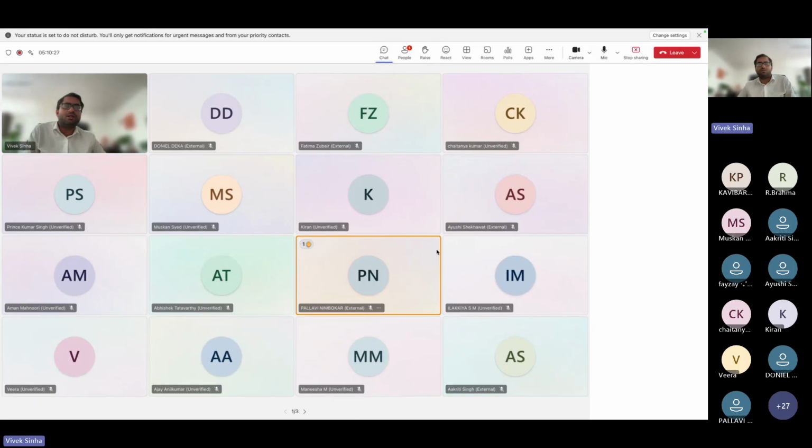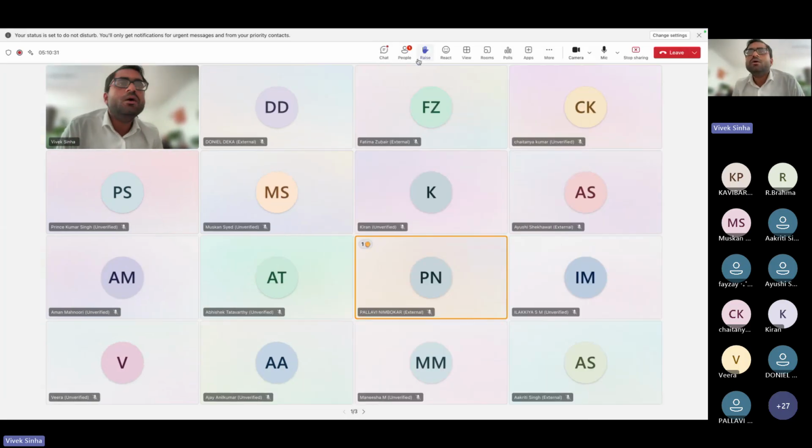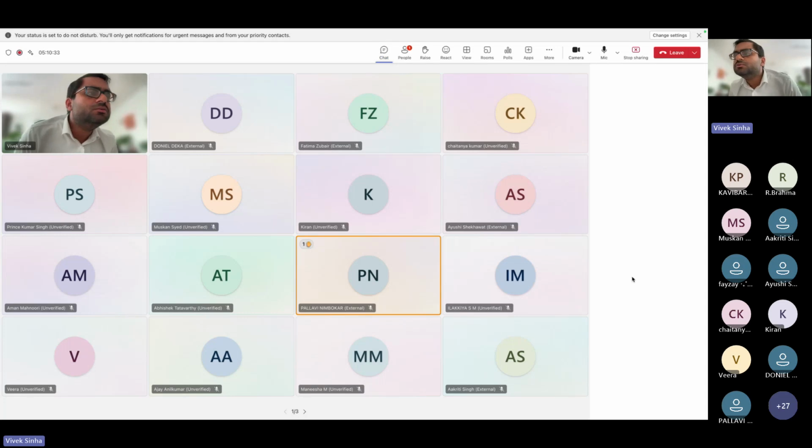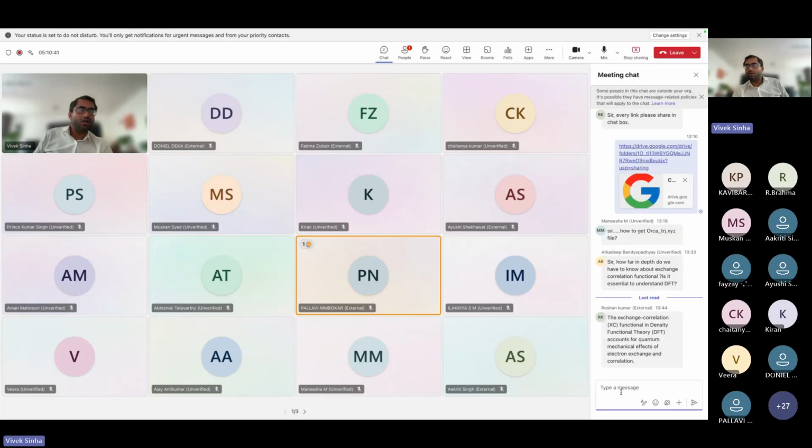And I don't expect that all of you will be able to grasp everything right now. Where did the chat go? But I hope that you are able to get some kind of a feeling, some kind of an instrument to think about it. Roshan has a remark: the exchange correlation function in DFT accounts for quantum mechanical effects.